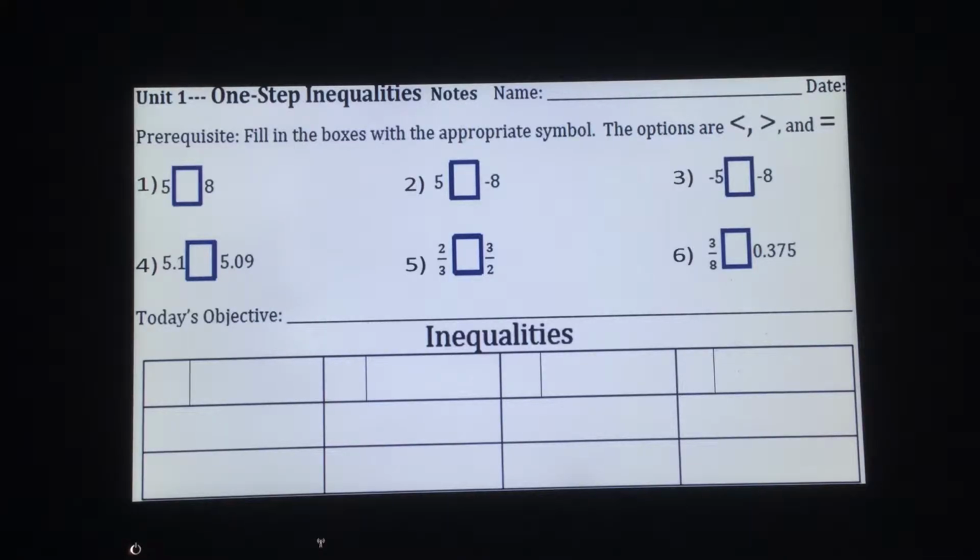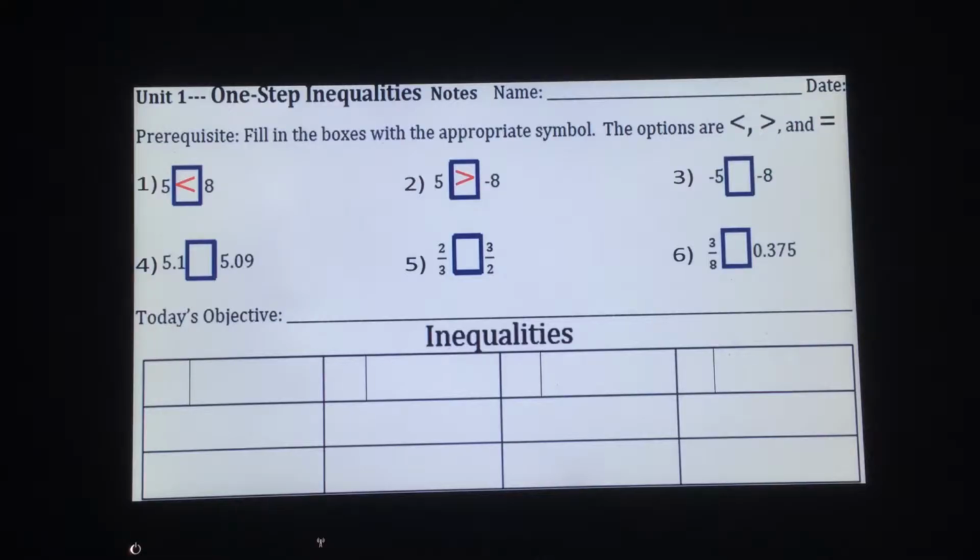So hopefully you got all these done. Now you can see for number 1 we have 5 and 8. Comparing 5 and 8, we know that 5 is smaller than 8, so we're going to put a less than symbol there. Number 2, you still have 5 and 8, but the 8 is negative. If you have a positive and a negative number, the positive number is always going to be greater than the negative number. Now for number 3, when both of them are negative, you have to look at the smaller of the negatives.